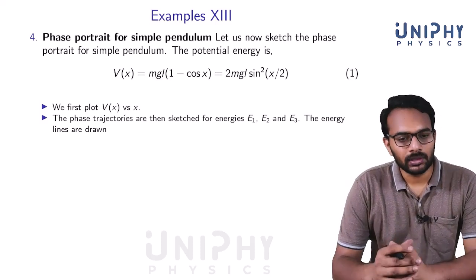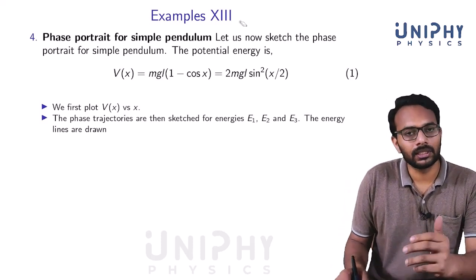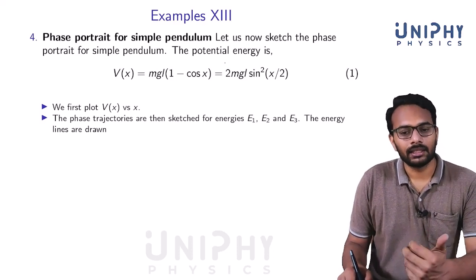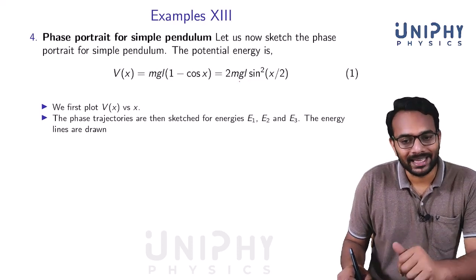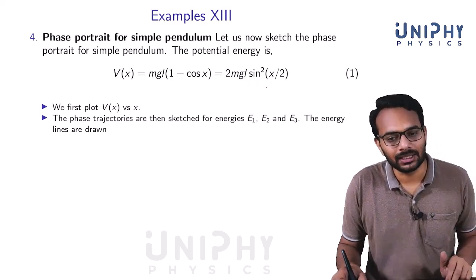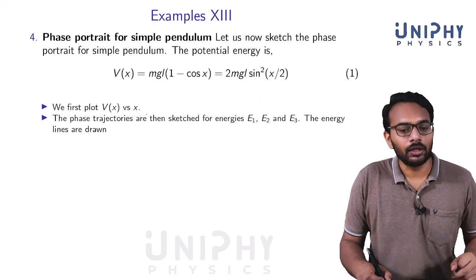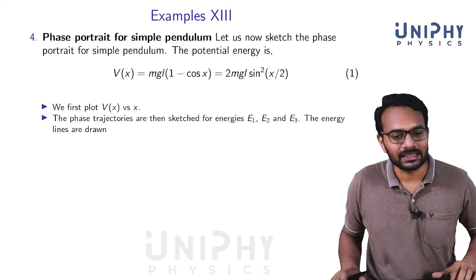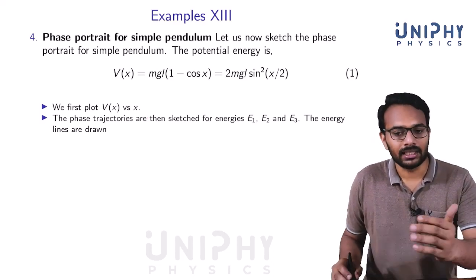The next problem is the phase portrait for a simple pendulum. Right, it's a very familiar system. Let's look at how the phase portraits are. All right, so the potential energy curve is like this. The potential energy as a function of x is given by this thing. It's 1 minus cos x, so you can write it as sine square x by 2, which means that it's positive everywhere because it's sine square. Now, the first thing is to plot V of x as a function of x. You know the plot for sine. We don't have to really do the plotting.